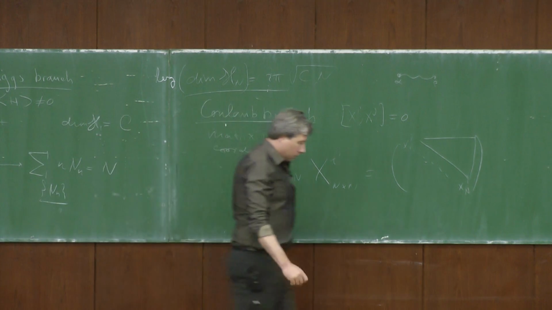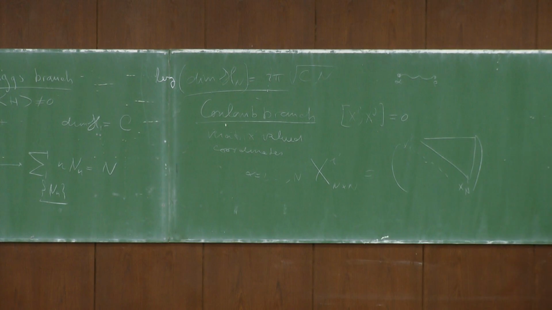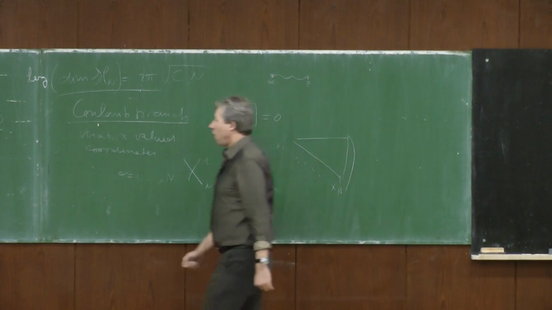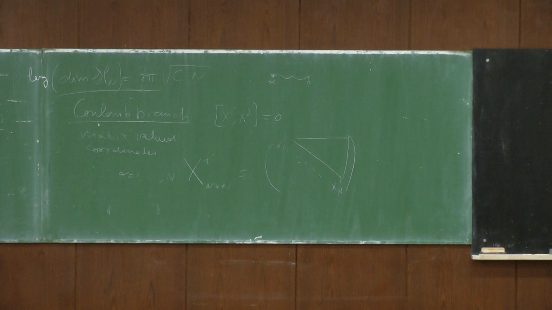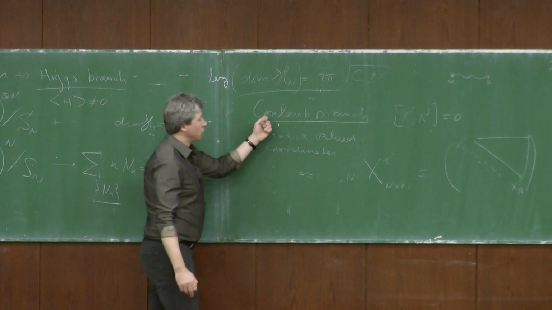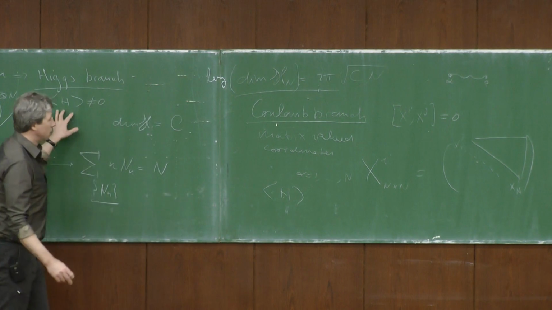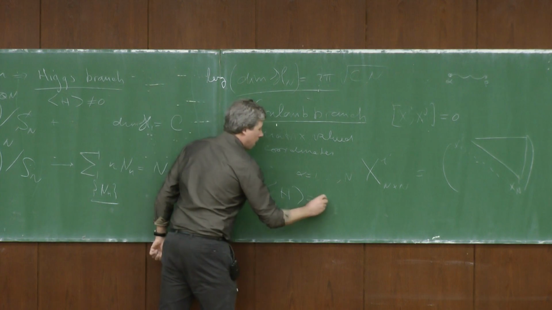Now, what I want to argue now is that indeed in describing real systems, we should think about a situation where we have both a Higgs branch as well as a Coulomb branch together. Because generally what you have to impose in order to go to the Coulomb branch is that this expectation value of the field here also has to be 0.